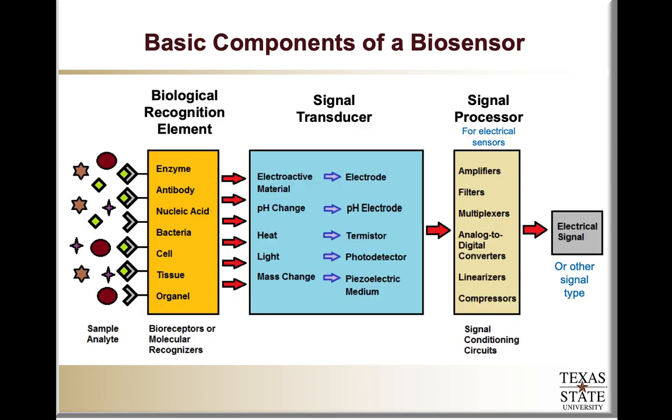Here I have another example of your generalized biosensor system, in that we have a biological recognition molecule which has the ability to selectively bind to the target of interest, which in this case is going to be our green diamond. And that biological recognition element or sensing element could be of various types. It could be an enzyme, it could be an antibody. Both of these are proteins that are found in our bodies.